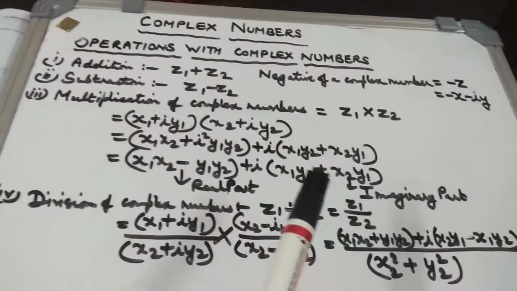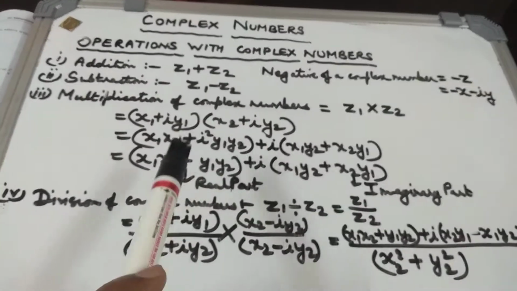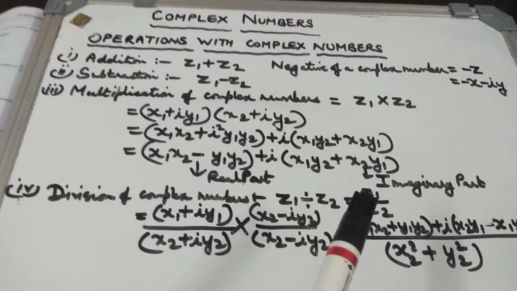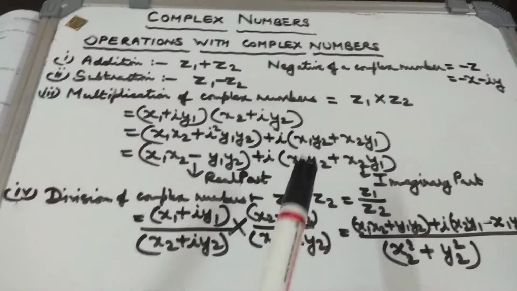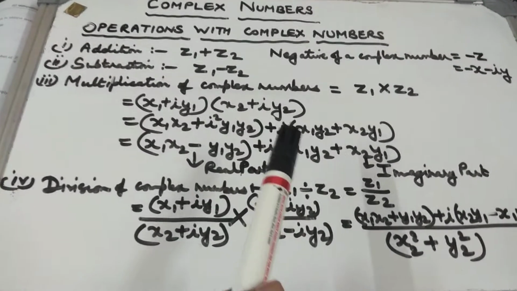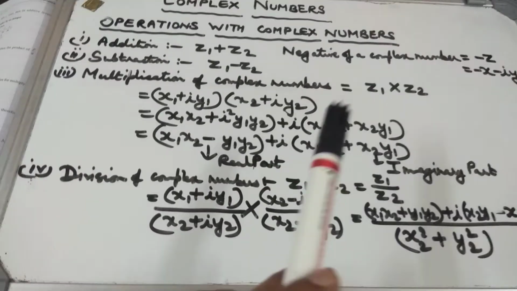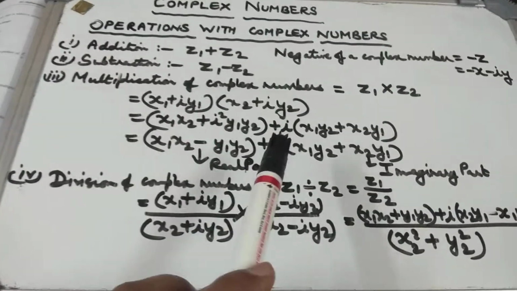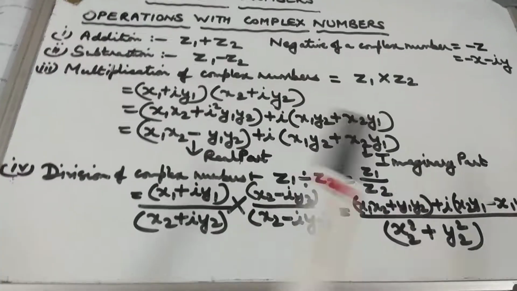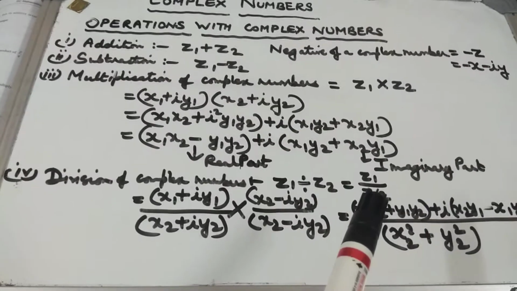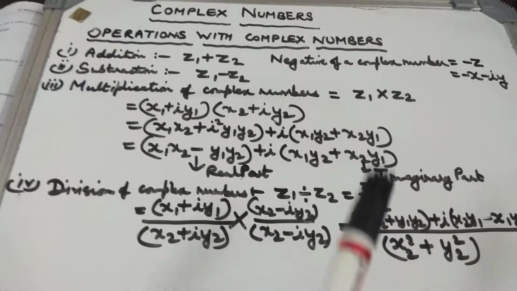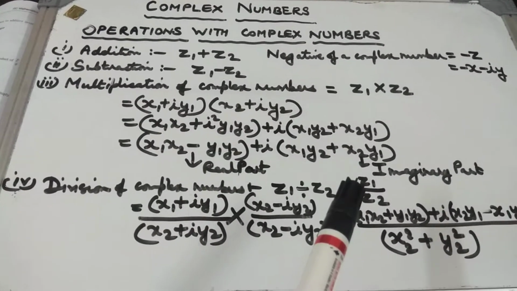So x1 x2 minus y1 y2 is the real part, plus i into x1 y2 plus x2 y1 becomes the imaginary part. Hence, this is the product of two complex numbers z1 into z2, and that is how you will be multiplying any two complex numbers, and it could be extended to any number of complex number products. That means if you have to multiply three complex numbers, multiply the first two, then multiply the resultant product with the third number and keep on proceeding like this. Only the procedure is to be repeated as it is. I hope you follow. When we do the questions, it will be more clear to you.